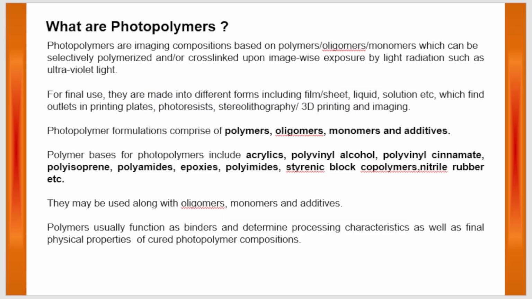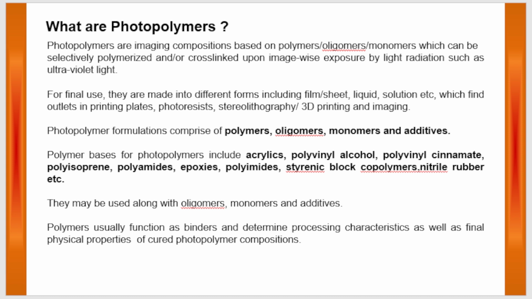Photopolymers are imaging compositions based on polymers, oligomers, monomers which can be selectively polymerized and/or cross-linked upon image-wise exposure by light radiation such as ultraviolet light. For final use, they are made into different forms including film, sheet, liquid, solution, etc., which find outlets in printing plates, photoresist, stereolithography, or 3D printing and imaging.